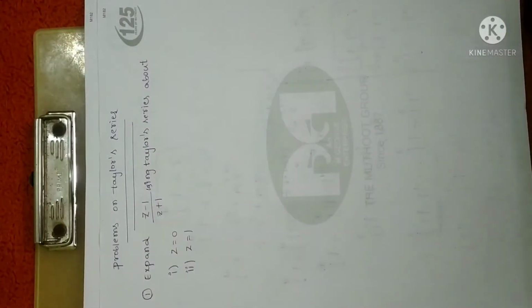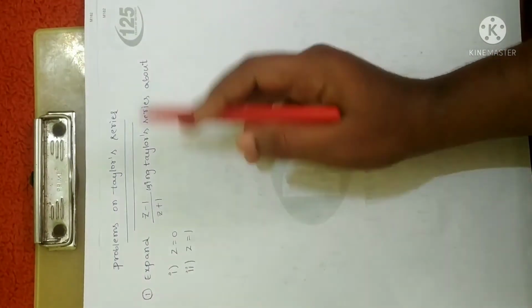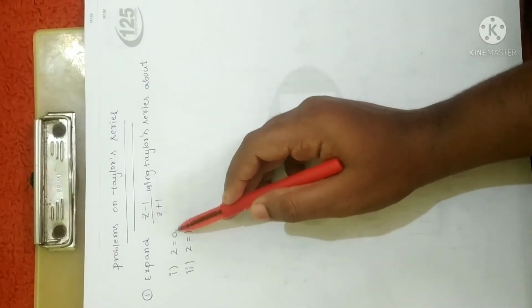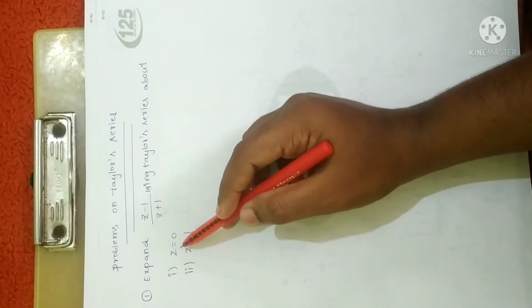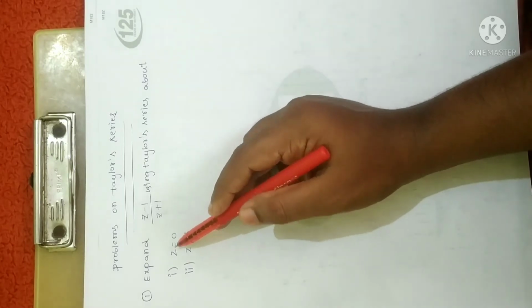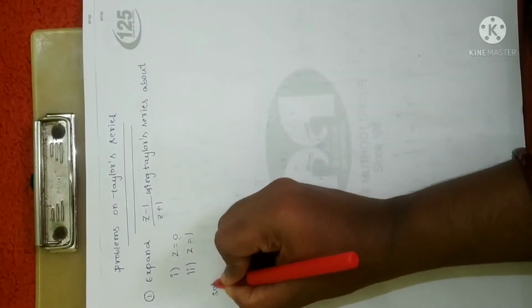Fine. Now coming to the problem. So here you have a first problem. We have to expand this function by using Taylor series, about the first condition, mod z is equal to 0. So as I said, whenever we replace z naught with 0, we are going to get a Maclaurin series. Anyhow, we can also say this as a Maclaurin series. So first let me solve this.